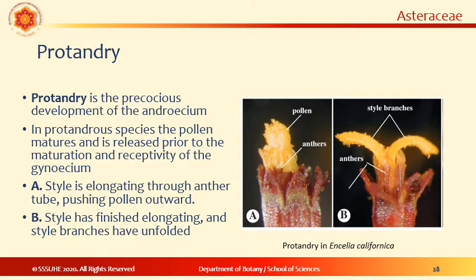Protandry is the maturation of the anthers before the gynoecium is ready in the same flower. So the anthers are ready for pollination, mature much faster and release pollen prior to the maturation of the gynoecium in the same flower. But this pollen can travel to another flower where the gynoecium has matured, thereby promoting cross-pollination across different flowers. This is very easy in this family because they are inflorescences and all the flowers are together, so this kind of cross-pollination is possible.